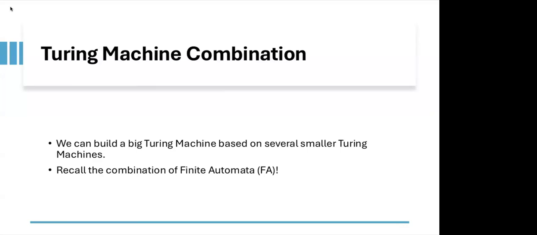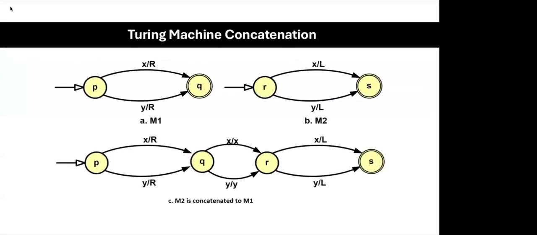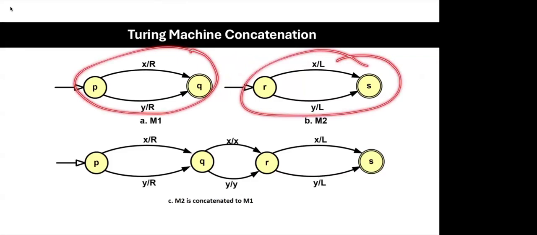Then for Turing machines, as in finite automata, we may also have combinations. So we can build a big Turing machine based on several smaller Turing machines, just like in finite automata. We can concatenate two Turing machines. Concatenate means if we have M1 and M2, then after we finish with the first machine, we will continue to the next machine. How to do it? This is the first machine, this is the second machine.